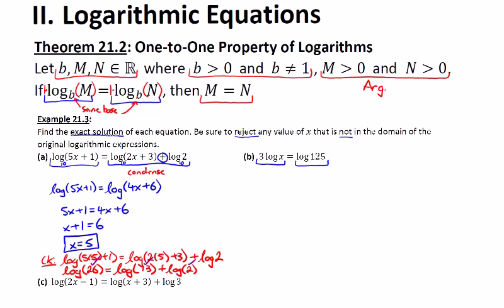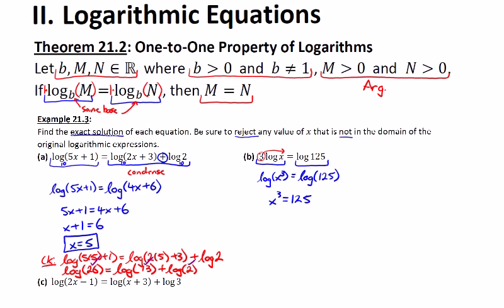Since I don't have a coefficient of 1 on the left-hand side, I can bring that up as a power. Since this is a logarithm, we have a property that says we can do that. Then I can write this as log of x to the third is equal to log of 125. Now I can use the one-to-one property and get that x cubed is equal to 125.